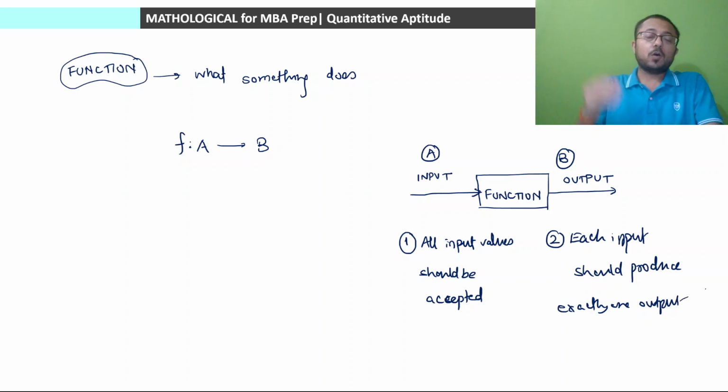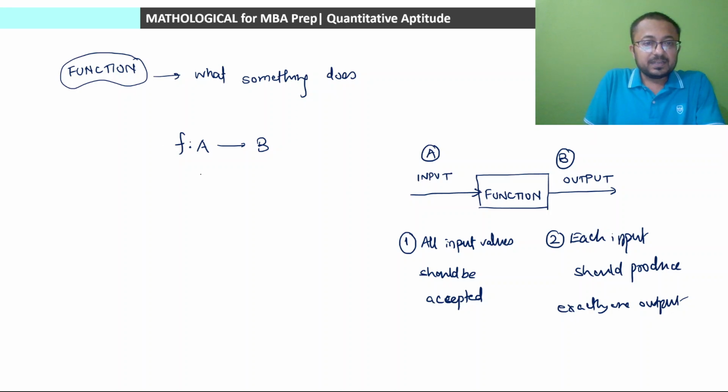First condition is that all input values should be accepted, and second condition is that each input value should be producing exactly one output. यानी कि हर एक इनपुट के लिए exactly एक ही आउटपुट होना चाहिए. एक से ज्यादा आउटपुट होंगे तो फिर फंक्शन नहीं होगा. अगर सारी इनपुट वैल्यूज एक्सेप्ट नहीं होंगी तो भी फंक्शन नहीं होगा.